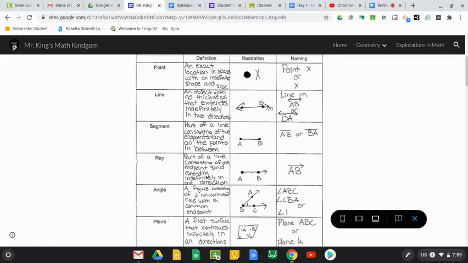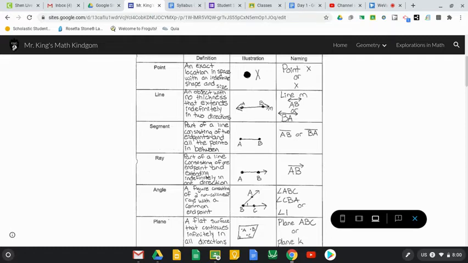Next definition is a line. That's an object with no thickness that extends indefinitely in two directions. So your lines need arrows on them. Now, see, there are 2 points on this line, A, B. There's also a little M here, because there are 3 ways to name this. I can call it line M. I can call it AB with this arrow over it. That means line AB, or line BA. BA and AB is the same. It does not matter which way this line goes, as long as you have a name like this.